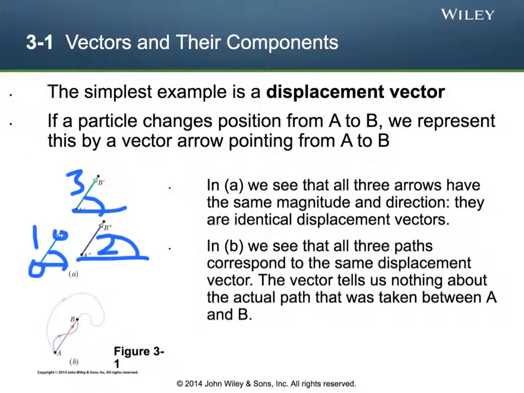And in part B, we see that for all three of these paths, it doesn't matter which path we take, whether we take a linear path or a convoluted path, all result in the same change in position, which is the displacement. Therefore, the displacement vector for all three of these paths is going to be the same because they have the same change in position.